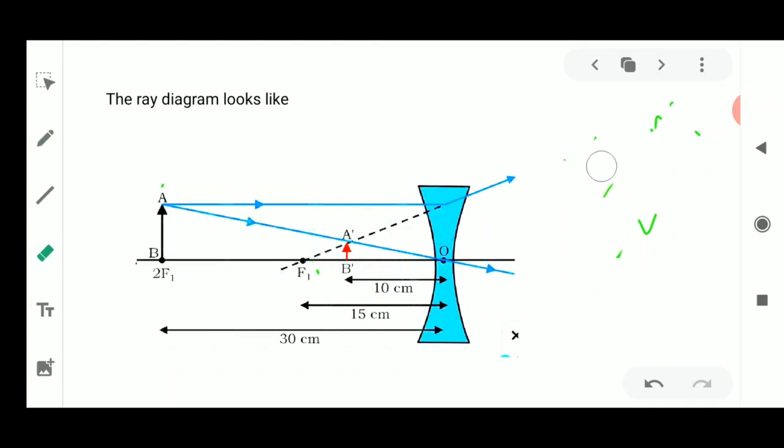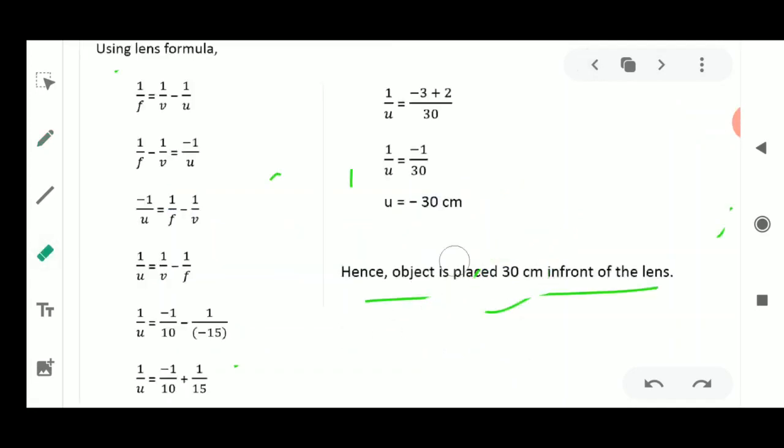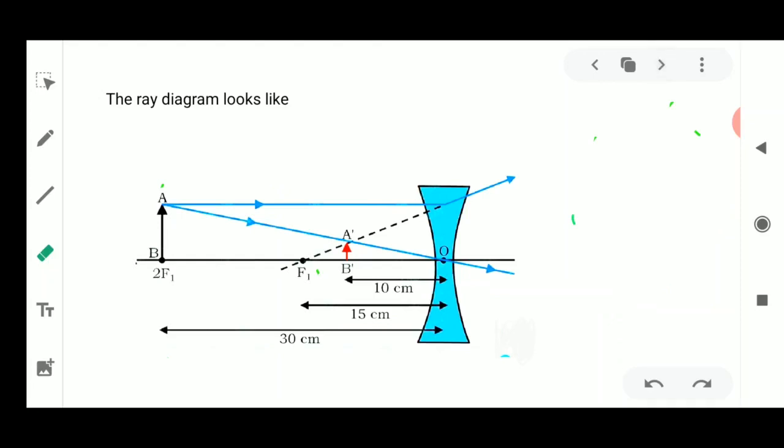So this was about how you draw the ray diagram using these symbols. Okay, so this was again the use of all the symbols which we have seen. You can draw the ray diagram very easily by using the values of U, V and F. U means object distance, V means image distance, and F means focal length. So this was about drawing the ray diagram for a concave lens.